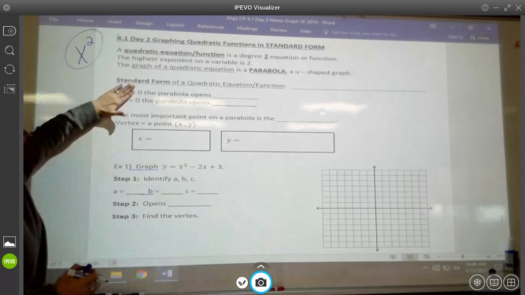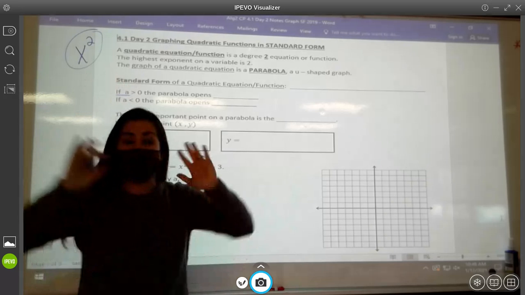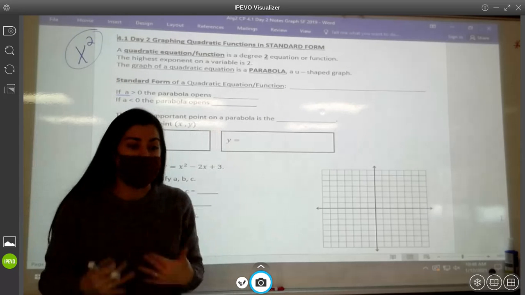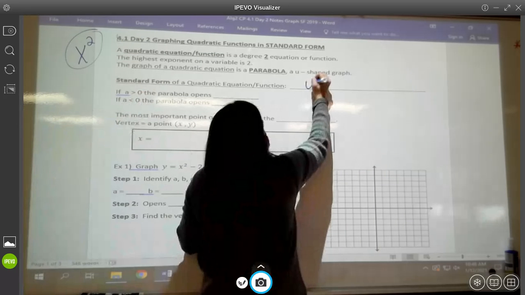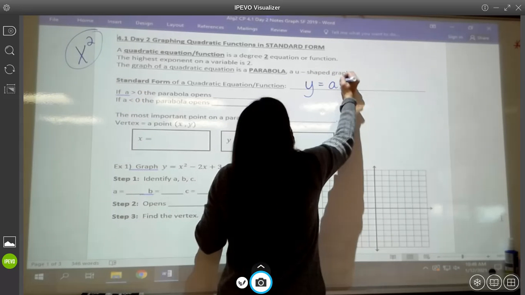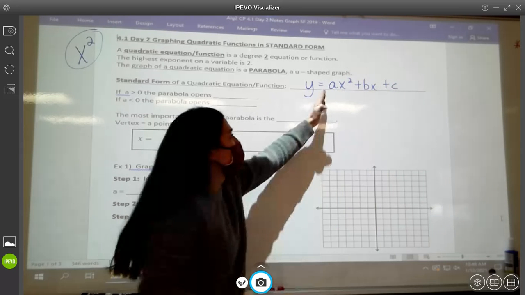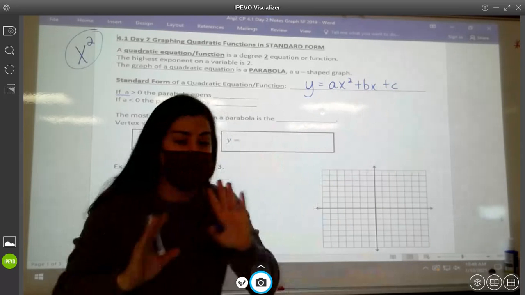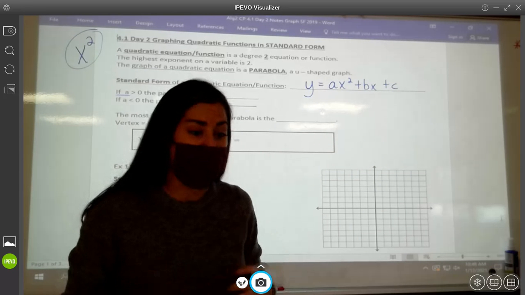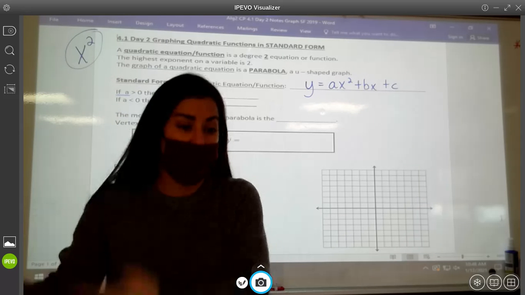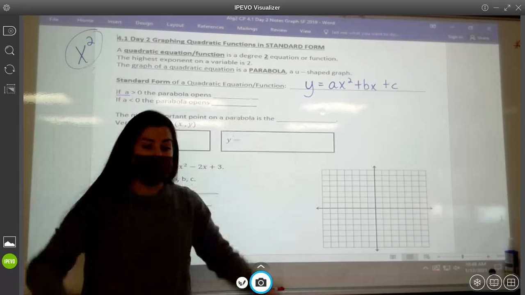All right, we're going to work with a quadratic equation that is in standard form. It comes in other forms, just like a straight line did. We're only going to work with standard form right now. So standard form of a quadratic equation or function looks like this. y equals ax squared plus bx plus c, where a, b, and c are going to be replaced with numbers, all right? And they're going to be important to us. We're going to use those numbers, so we're going to want to be able to recognize who's a, who's b, and who's c.